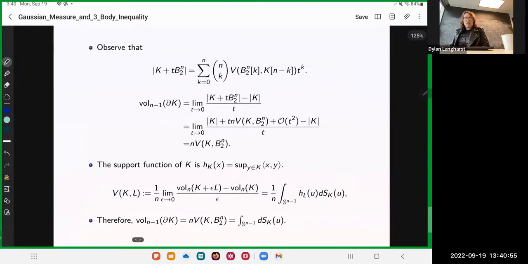But I remark that if I plug this formula into our results for the volume of the boundary of K, I just get that the volume of the boundary of K is the integral over the sphere with respect to the surface area measure of K. So in fact, the name surface area measure is apt.